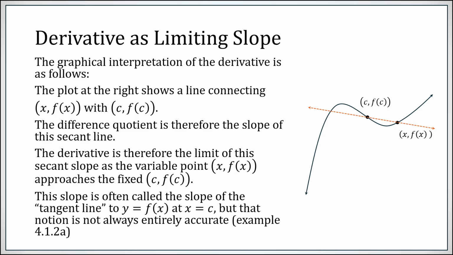The slope is often called the slope of the tangent line at the particular point. This is a term that is technically well defined. It's simply defined this way, but many people view tangent lines through a sort of geometric notion. So in Example 4.1.2a, there will be an example of why this geometric notion of what you might think of the word tangent meaning is not always completely appropriate.